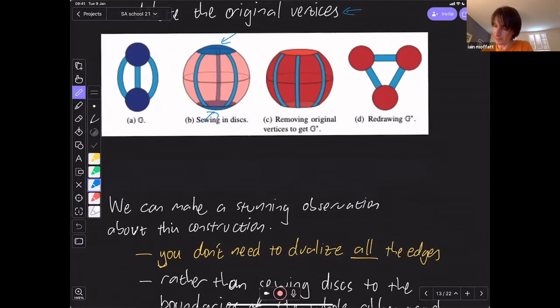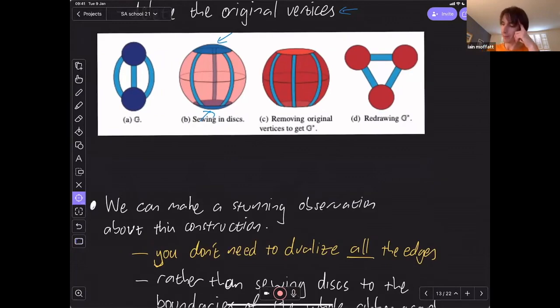But when you're viewing duality in this way, it has an amazing consequence. And you can make a really stunning observation about this construction. What did I do in this example? Well, I looked at each missing hole, or the boundary of my ribbon graph. And for each boundary component, here, here, and around the back, like so, I glued in a disk.